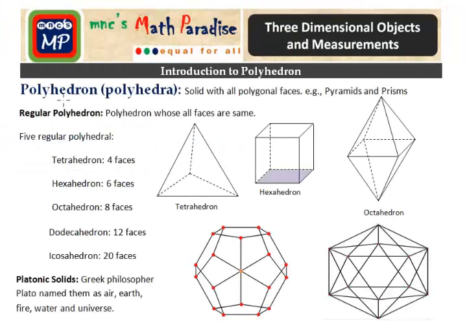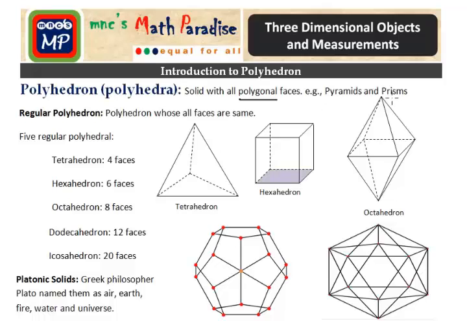Let us introduce polyhedron, or in plural it is called polyhedra. So polyhedra are solids with all polygonal faces. That is, if a solid, that is a three-dimensional object, has all faces which are polygons, there are no curved faces, then it is called a polyhedron, and in plural it is called polyhedra.